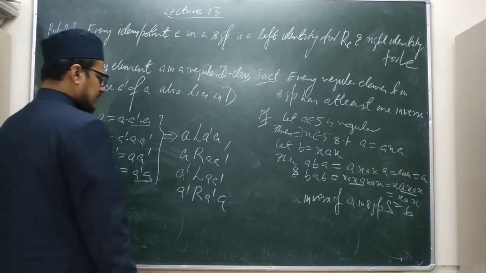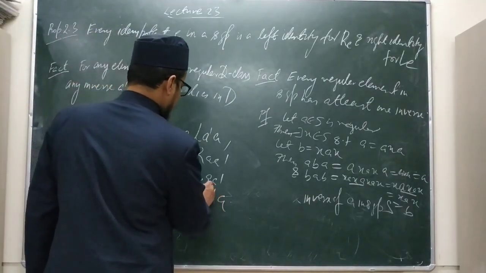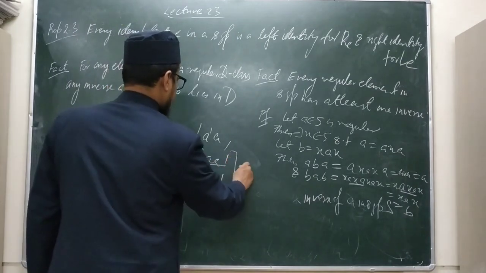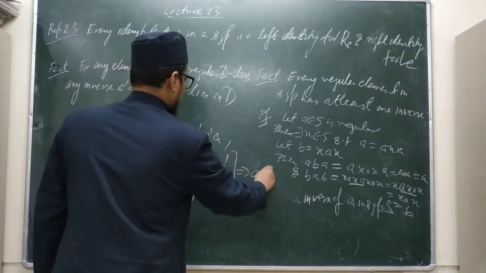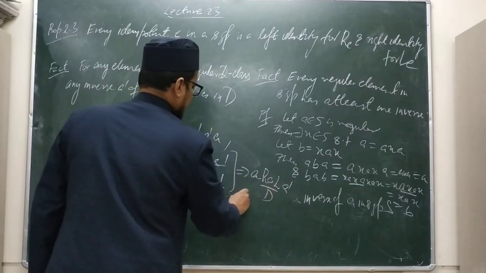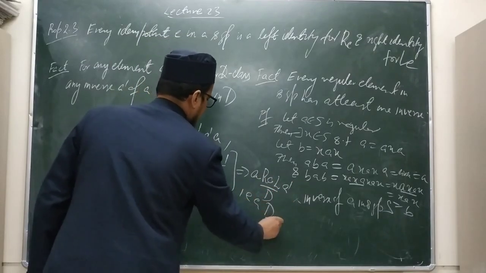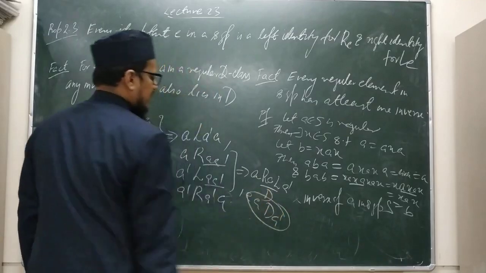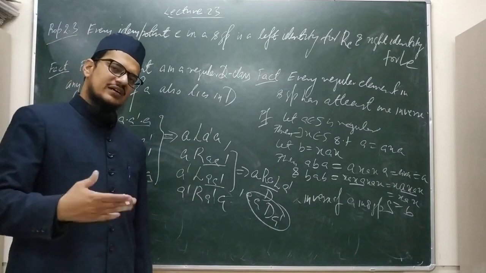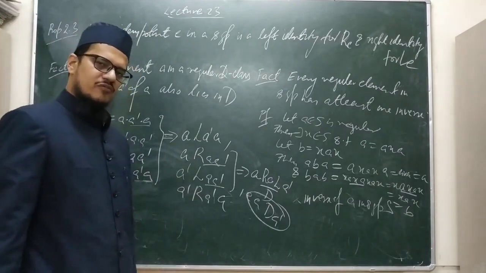Now from here we can see a' and a are common. What does it imply? It implies that a R composition L a', that is D, that is a D a'. So it means that an element and its inverse are related to each other. This we have to prove. So we have proved it.